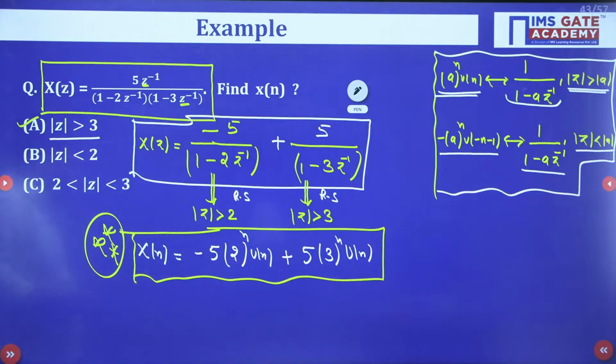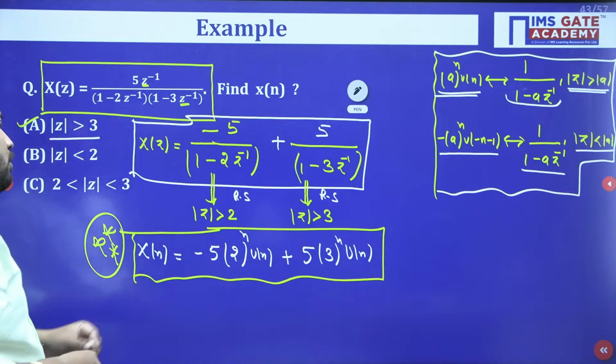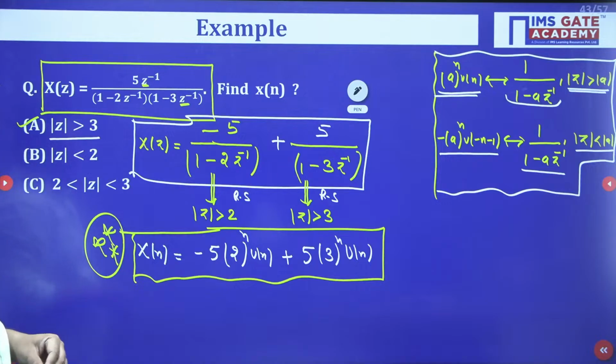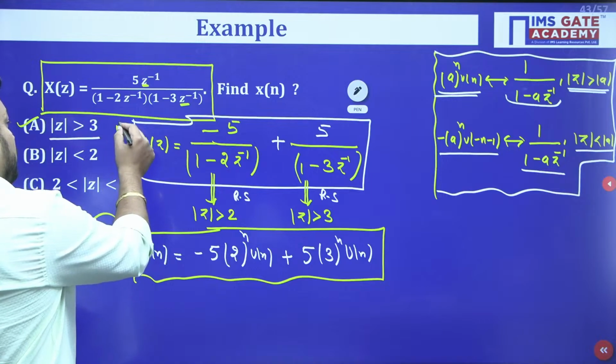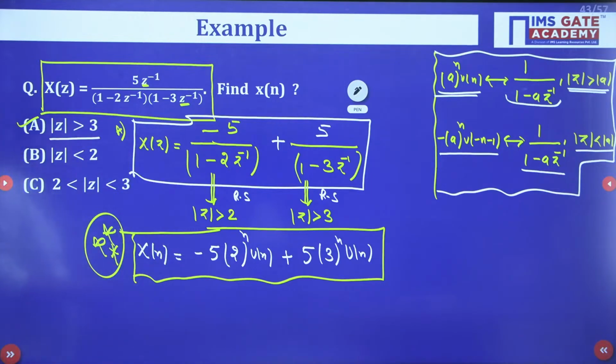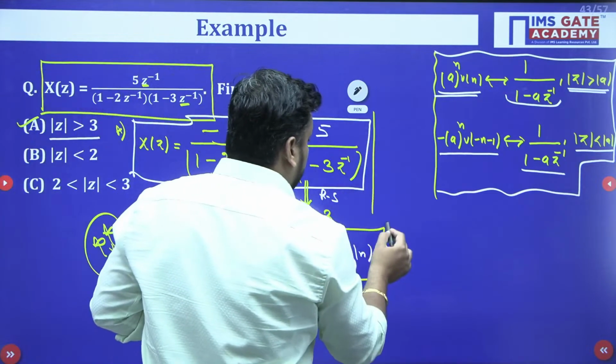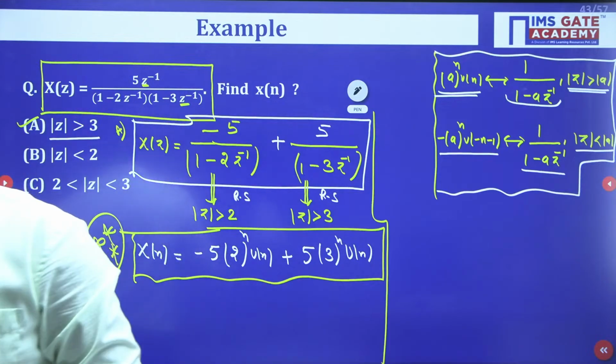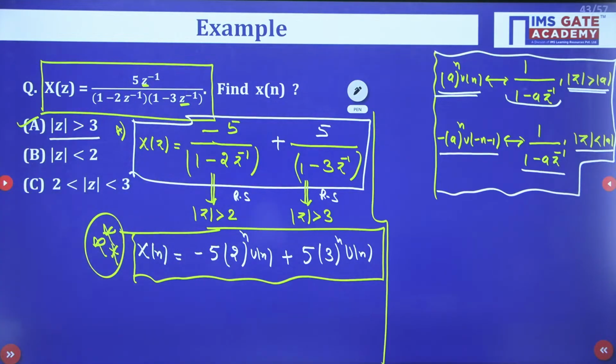Is this crystal clear? Just reply fast. Yes, sir, crystal clear. Minus 5, 2 to the power n, u of n, plus 5, 3 to the power n, u of n. So this is the first question. Question number A we have completed. Completed or not? Just let me know. Are you getting this or not? Yes or no?